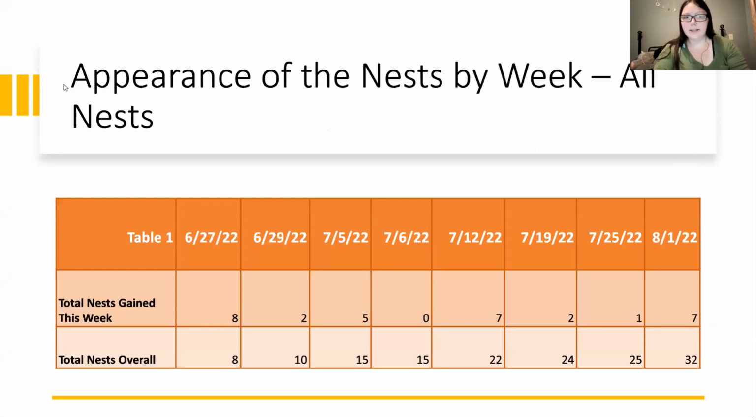So here is a table showing the appearance of nests by week. This is all nests, so this includes nests made from wood, nests made from soil, and nests made from resin. As you can see, we had a total of 32, which I think is decent. What I think is interesting is that the bees nest in kind of waves. We have a big jump in this first week of the 27th, and then we have 2 and 5, and that's okay. But then we have another week of 7, which I think is significant because that's almost as much as the first week.